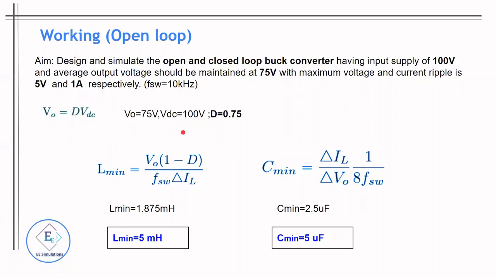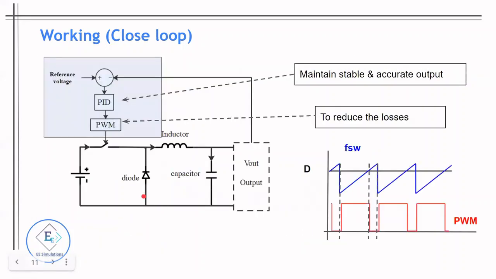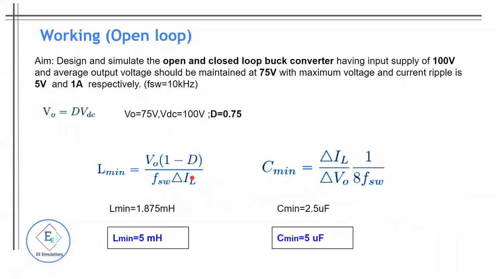Using this formula, we got a duty cycle equal to 0.75, whereas L minimum is equal to 1.875 millihenry, and C is equal to 2.5 microfarad, with delta V0 equal to 5 and delta IR equal to 1. To be on the safe side, we took 5 millihenry and a larger C. In this case, they are showing the maximum voltage and current ripple. If you increase this C and L, it will reduce the ripple in current and voltage. So that was the open loop operation.